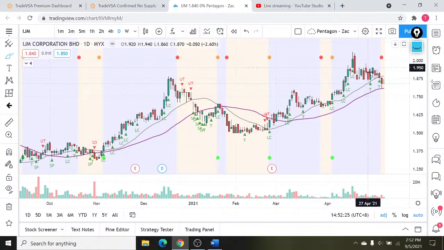So yes, doing some pullback. I think the pullback is expected because now this sector is not moving that well, so a drop on low volume is expected. But overall the background I think is good, if you are looking for long term. If short term, now it's turning to red Pentagons, so make sure you trade on the next green Pentagon.